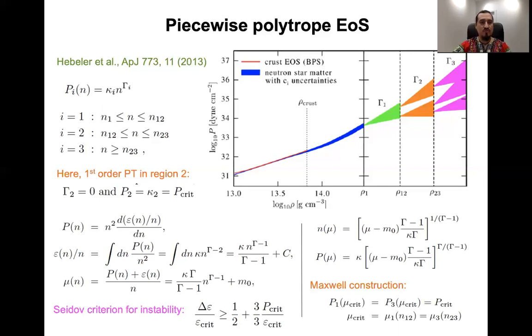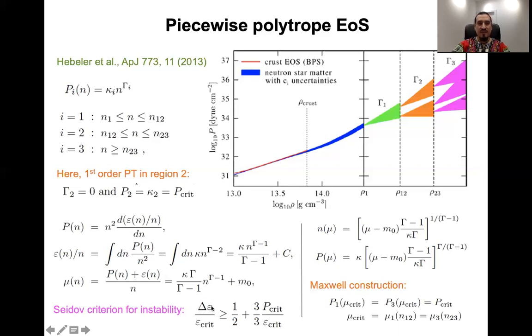In order to build up this equation of state, we have to parameterize pressure as a function of baryon density. And from here, we can derive the other thermodynamical quantities like energy density, chemical potential, and so on. In particular, this equation of state features a strong first-order phase transition, which will end up creating an instability region in the mass radius diagram.